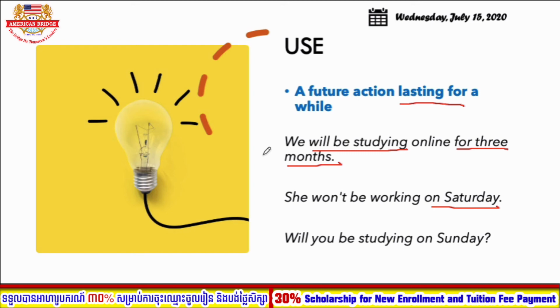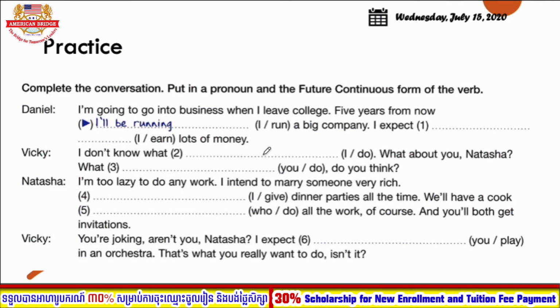Now let's look at some of the practice exercises. So here is a type of conversation. But before you do this type of exercise, what you need to do is to read the instructions. So here are the instructions. You need to read the instruction clearly to get the idea of what you are supposed to do. To complete the conversation, put in a pronoun or the future continuous form of the verb. Alright, you already learned the form of the future continuous. Now let's put it into practice.